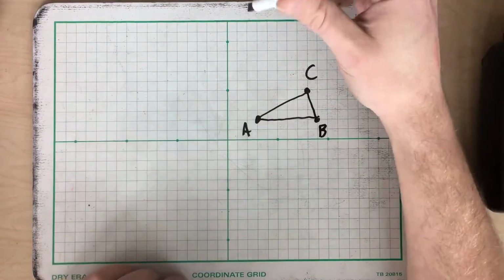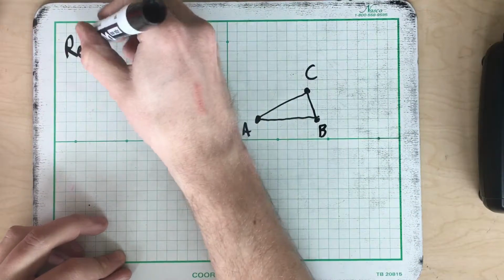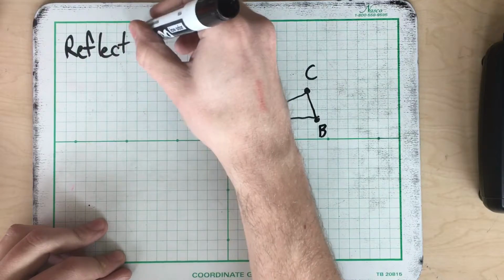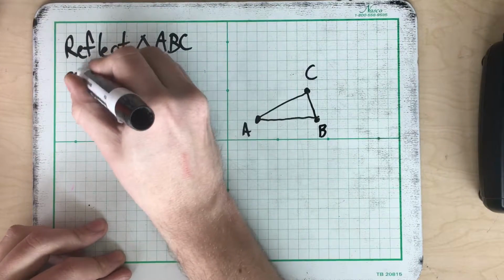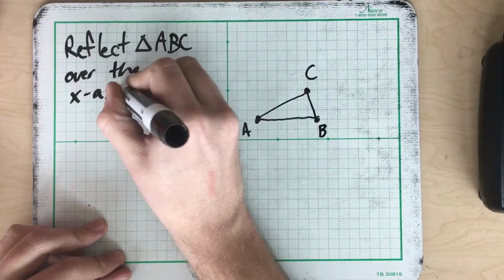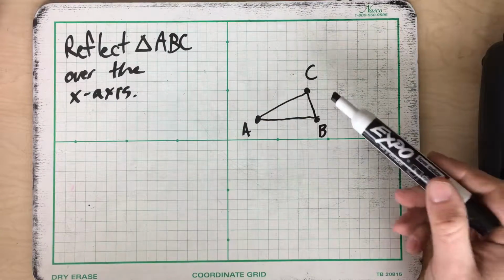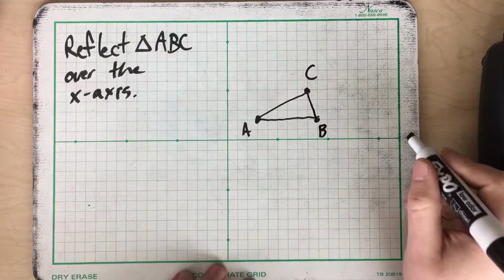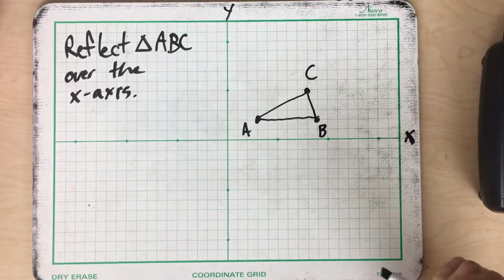So for our first example here, let's reflect triangle ABC over the x-axis. Okay, so we've got triangle ABC, and we're going to reflect it over the x-axis. And you want to remember, of course, that this is the x-axis and this is the y-axis.